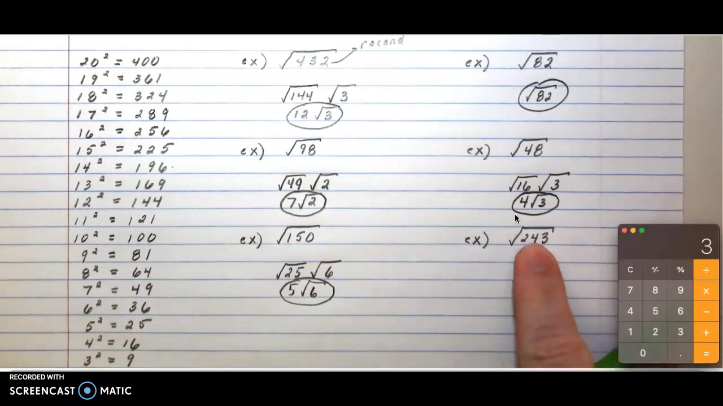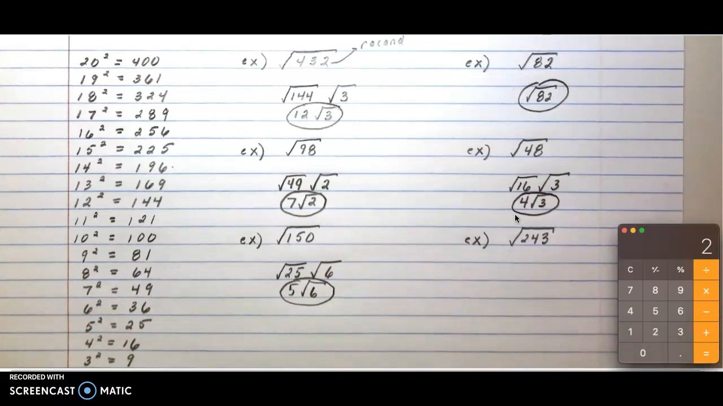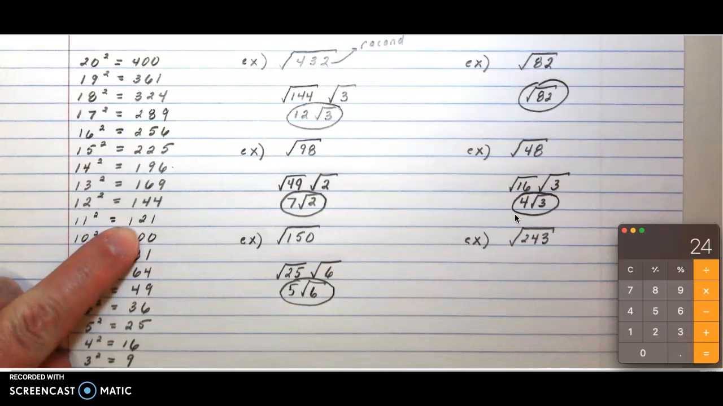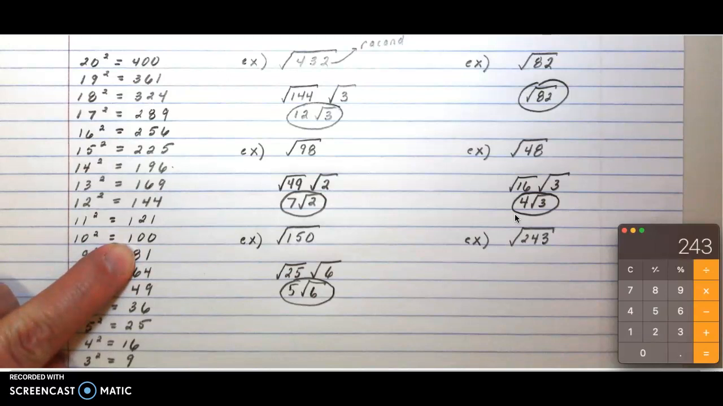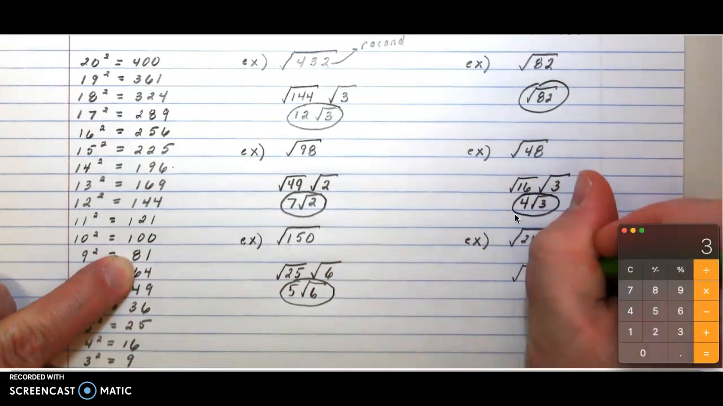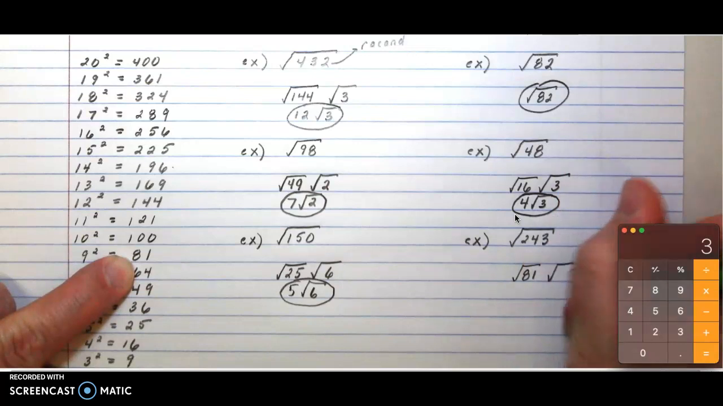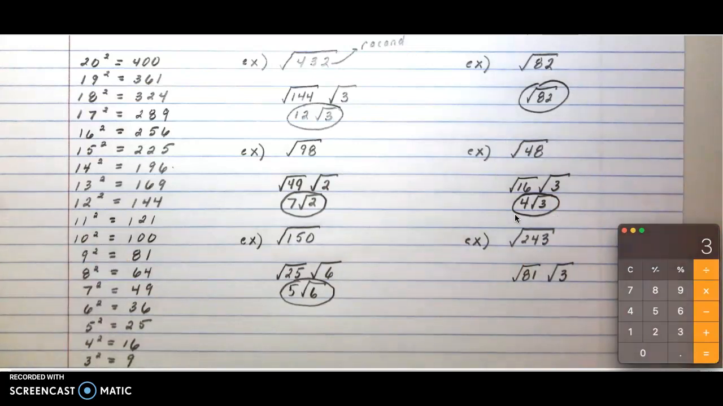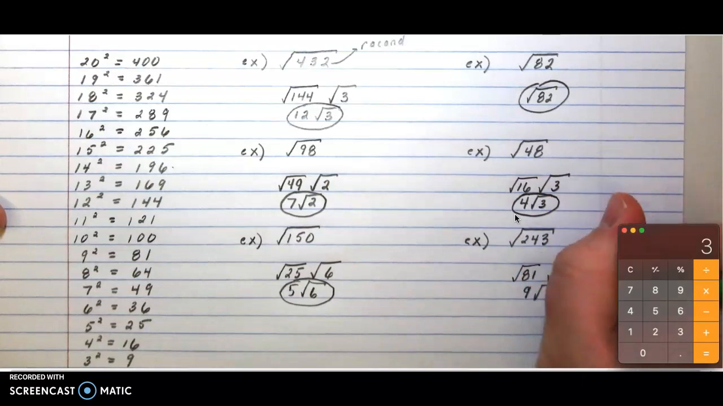And then lastly, we have 243. So 243, we're going to divide that in half. That gets us 121.5, so we're going to start at 121. So 243 divided by 121. Nope. 243 divided by 100. I would hope you know that that doesn't come out to be a whole number. 81. So 243 divided by 81. 3. So we're going to break this up into root 81 and root 3. And root 81 is 9. So we have 9 root 3.